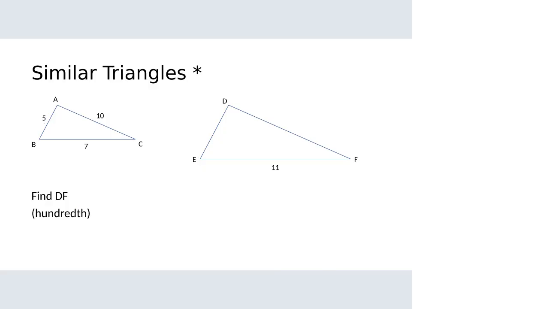Here we have similar triangles, ABC and DEF. I want you to find the length of DF to the nearest hundredth. I'll set up a poll for this one.